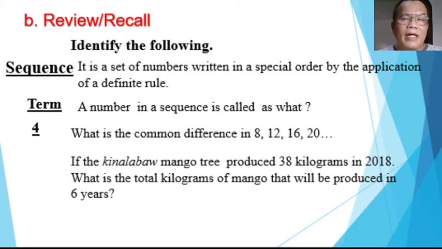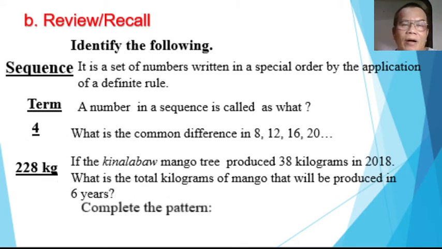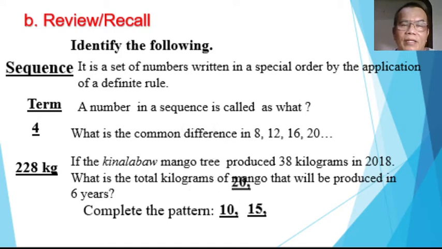Now, if the Kinelabaw mango tree produced 38 kilograms in 2018, what is the total kilograms of mango that will be produced in 6 years? Just multiply 38 by 6, so that is equal to 228 kilograms. Okay, complete the pattern. You have 10, 15, 20, 25. Give the next three terms. So that is 30, 35, and 40.